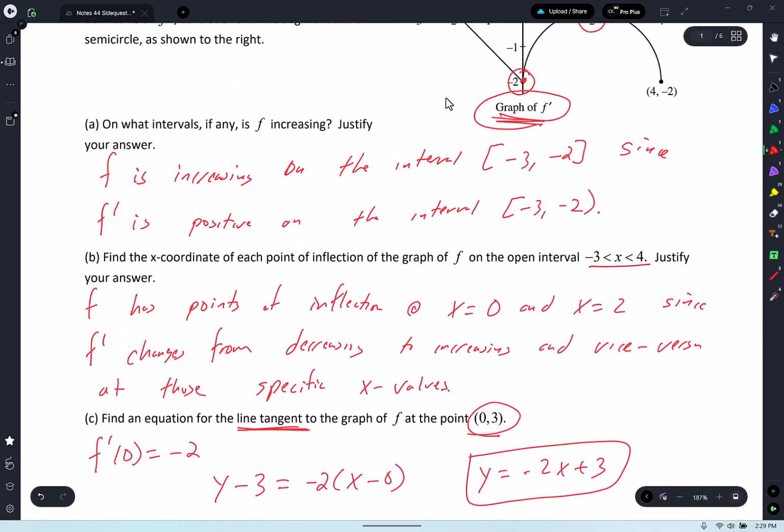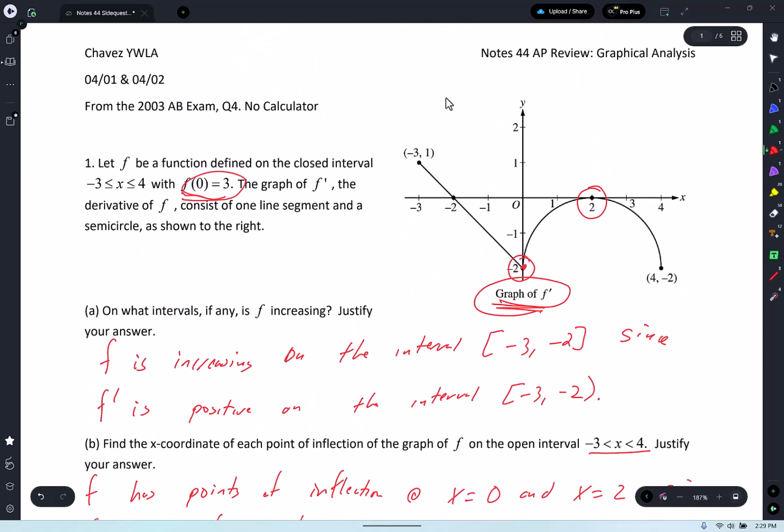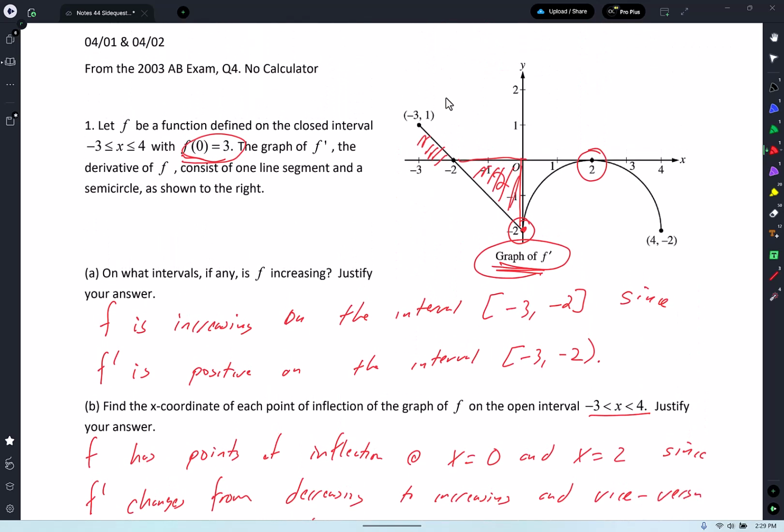F of 0 is 3 plus the integral from 0 to negative 3. So I'm looking for all that. Well, this is a triangle. 2 times 2 is 4 divided by 2. That's 2. So this area is 2. And then 1 times 1 is 1 divided by 2 is half. This area is half.